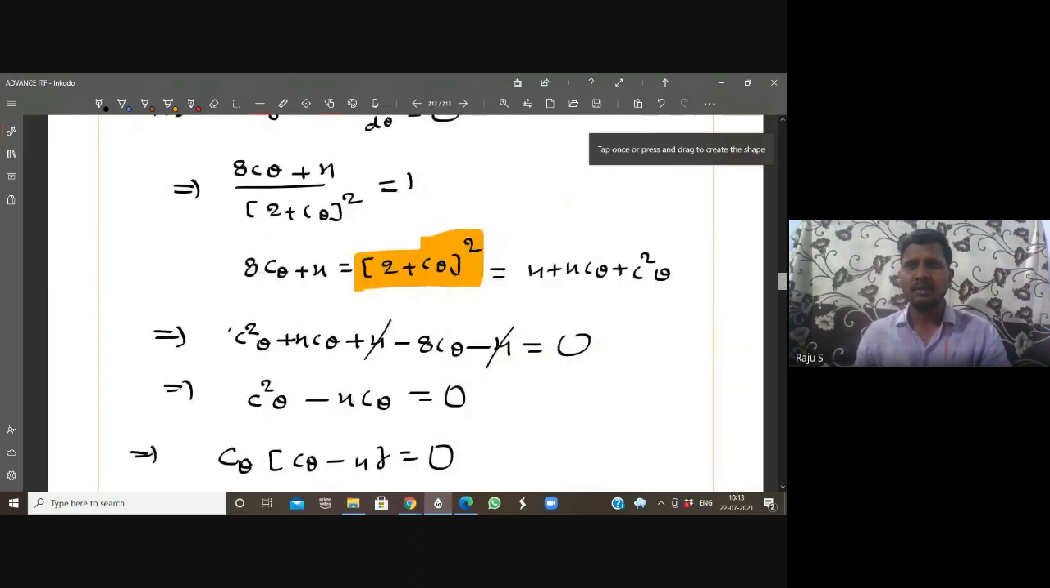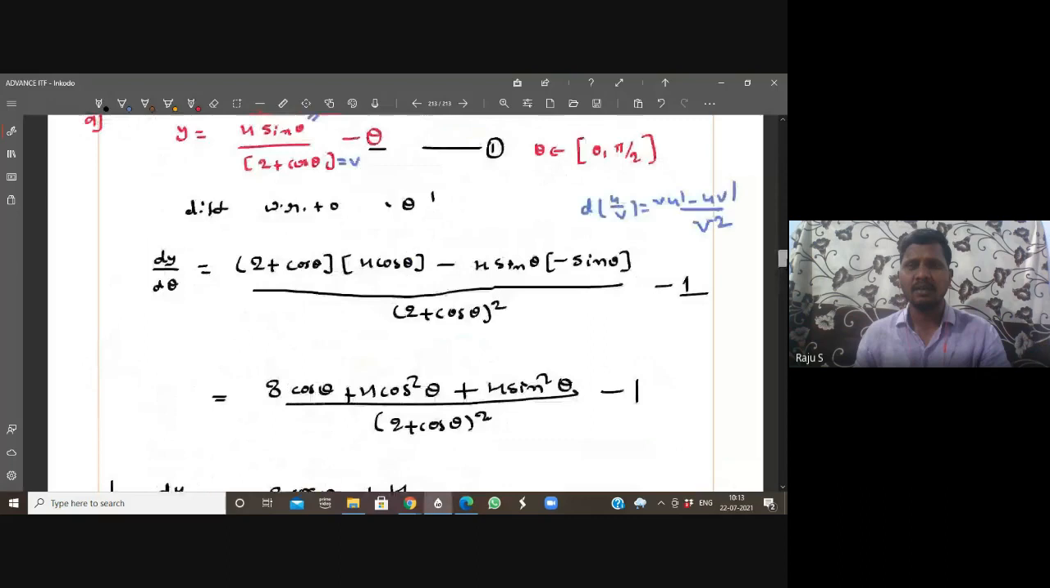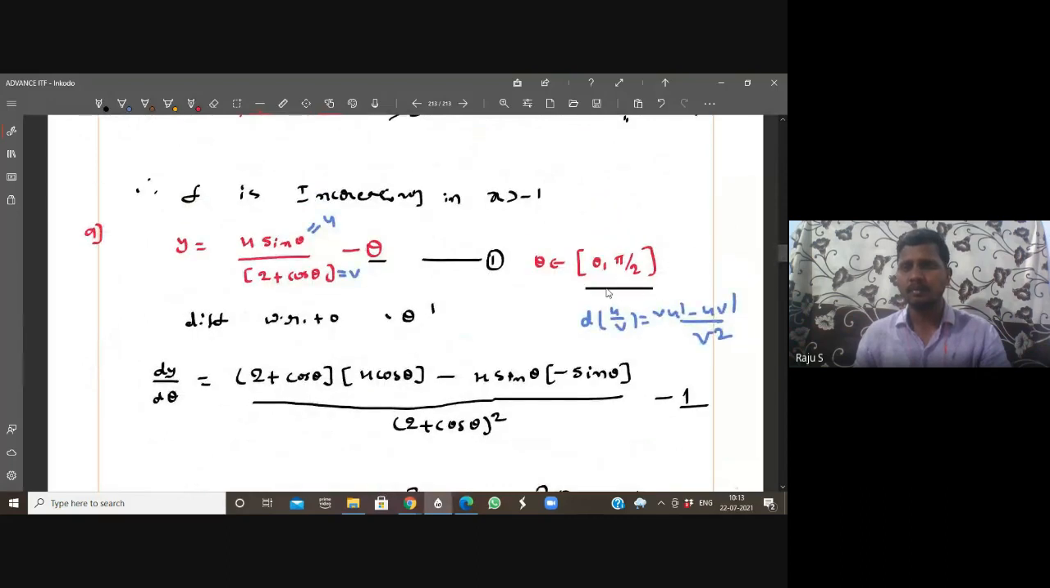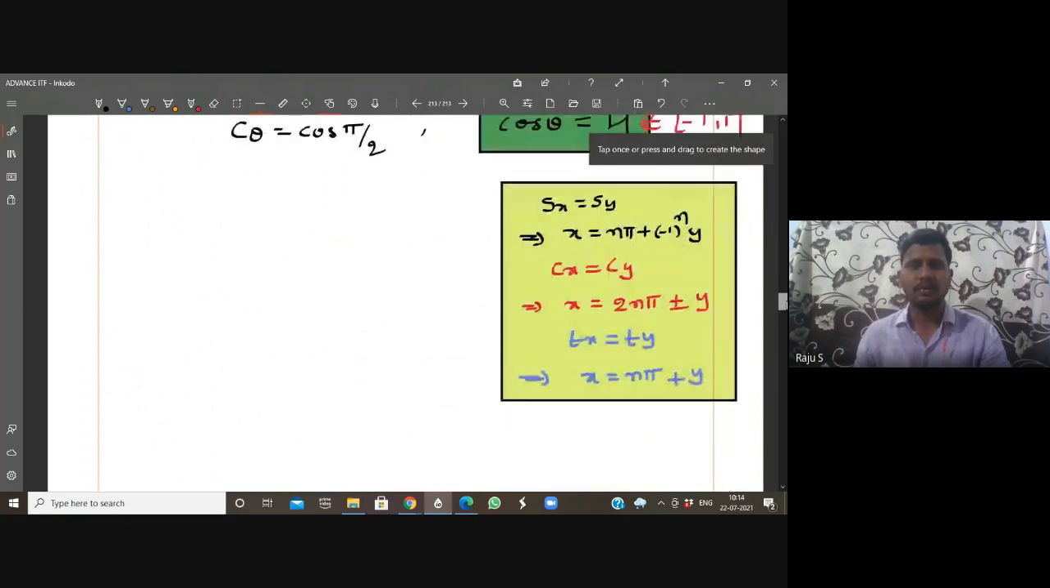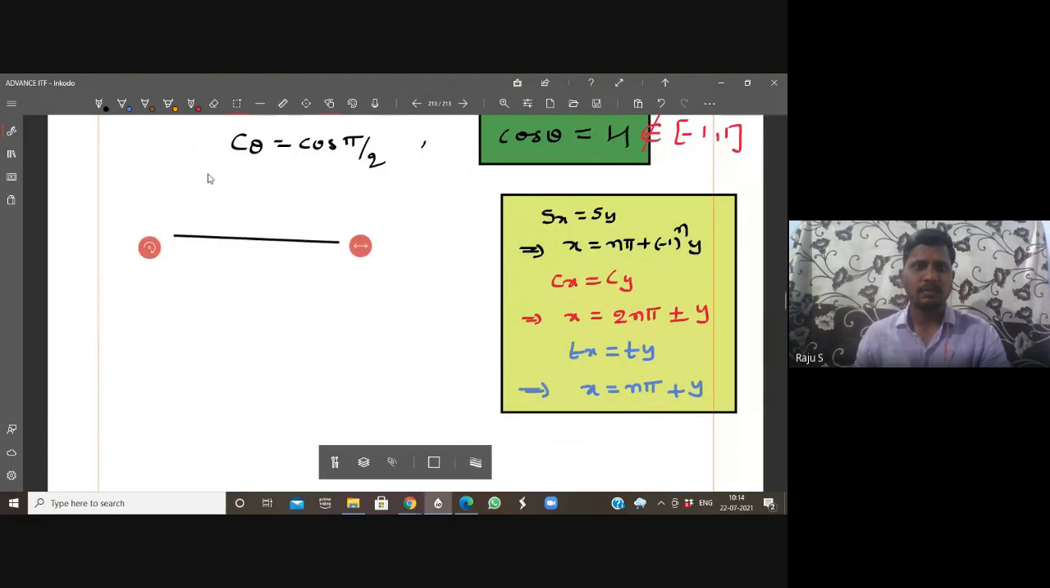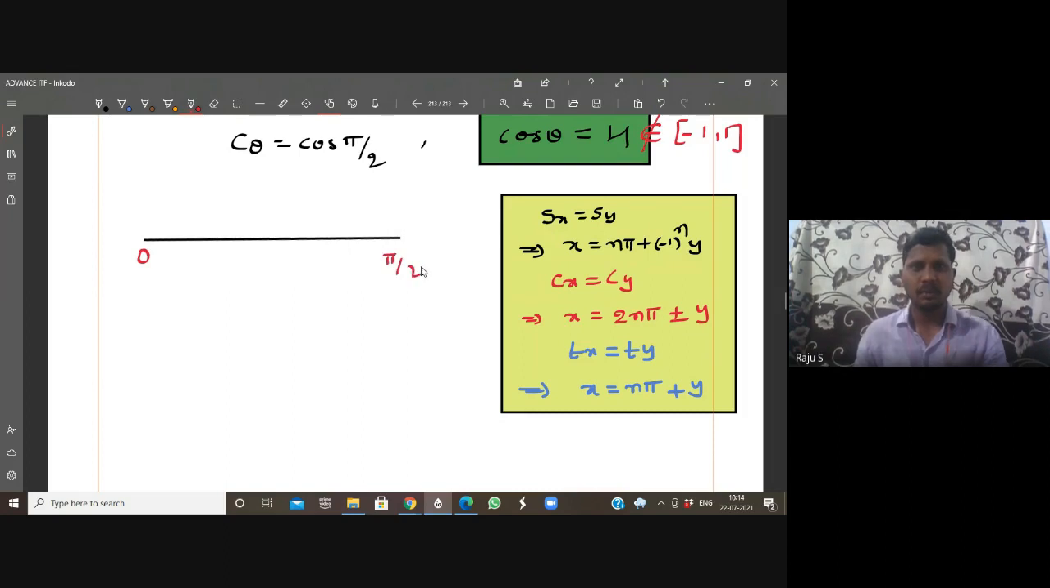What is the given interval in the question? 0 to pi by 2. Am I right? Here also I'm going to take 0 to pi by 2, closed interval, 0 to pi by 2. So in this 0 to pi by 2, what is the theta value we got here? From this, cos theta and cos theta get cancelled, theta is equal to pi by 2 alone.